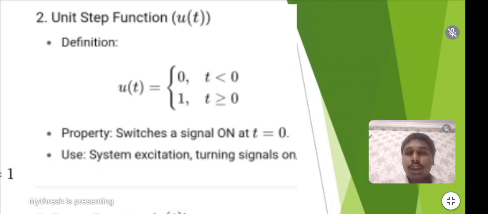So let us see another signal, that is the unit step function. The unit step function is another singularity signal. It is denoted as u of t. It is 0 for t less than 0. It is 1 for t greater than or equal to 0. The property is that it switches on at t equal to 0, and the system excitation turns the signal on.